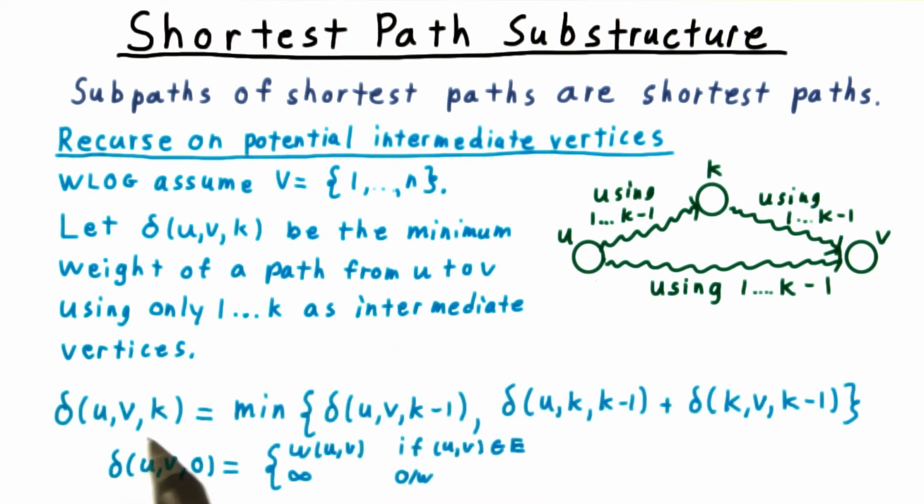Then the recurrence becomes delta_uv(k) is the minimum of delta_uv(k-1), that is, not using k as an intermediate vertex, and using k, that is, taking the shortest allowed path to k from u, and then going as quickly as possible from k to v. In the base case, where no intermediate vertices are allowed, the weights of the edges provide all the needed information.